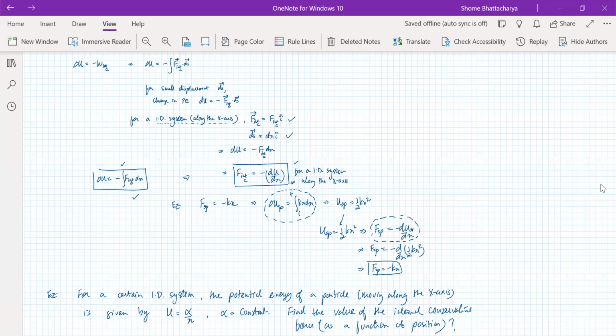Okay, so this is a very direct type of question. Potential energy is given to you as a function of x. From this, we have to find the value of the internal conservative force as a function of position, that means as a function of x again. Just try out this question, apply the same method as above.